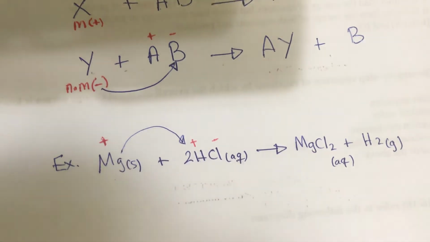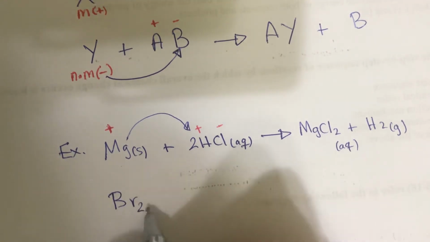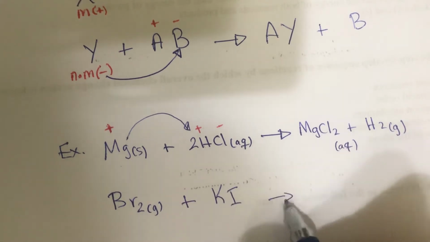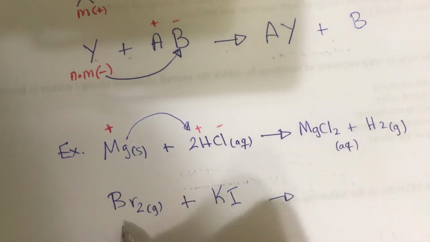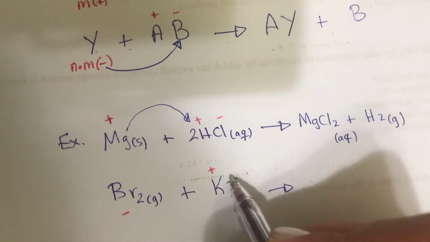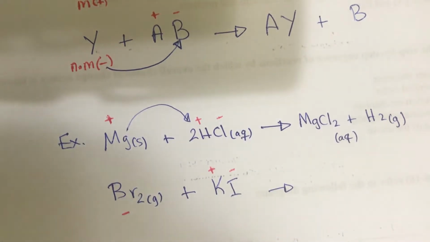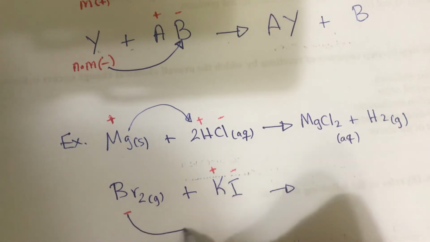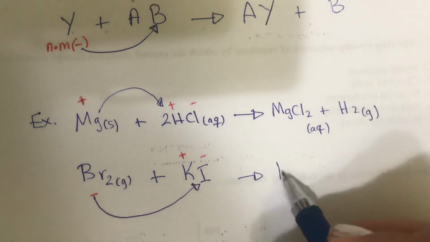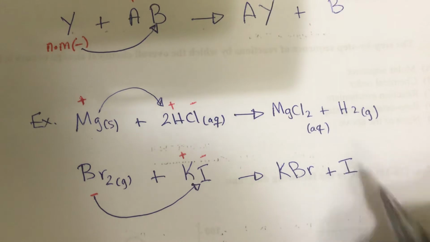Positive replaces positive. Another example, for a non-metal, is bromine gas plus potassium iodide. Here bromine is in group 7, so it carries a negative charge, potassium is in group 1, so positive 1, and iodine is in group 7, so negative 1. So here bromine, negative, replaces the negative charge. Instead of potassium iodide, the products are potassium bromide plus iodine gas.